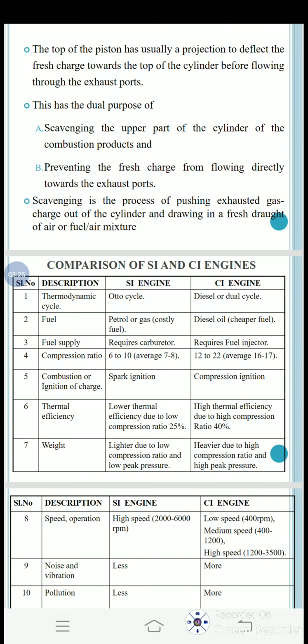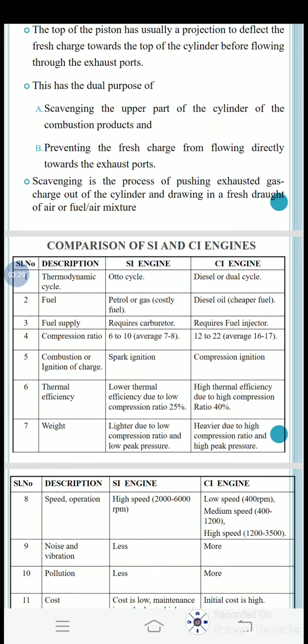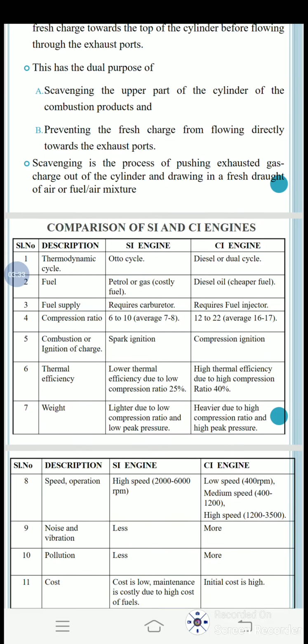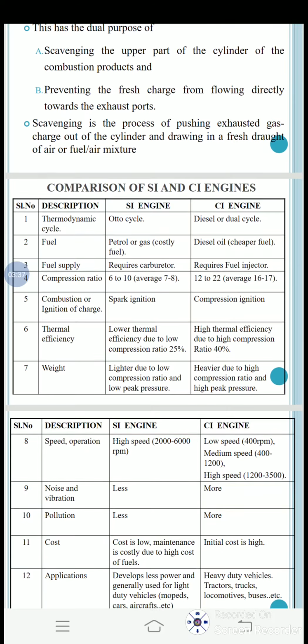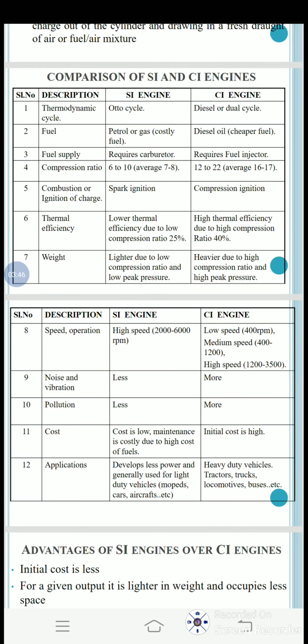To supply the fuel, the SI engine requires a carburetor, while the CI engine requires a fuel injector. Then the compression ratio of the SI engine is 6 to 10 and here it is 14 to 22. Then combustion or ignition of charge: a spark plug is required in the SI engine, while here compression ignition is there. Then thermal efficiency: SI has low efficiency, CI has high efficiency.